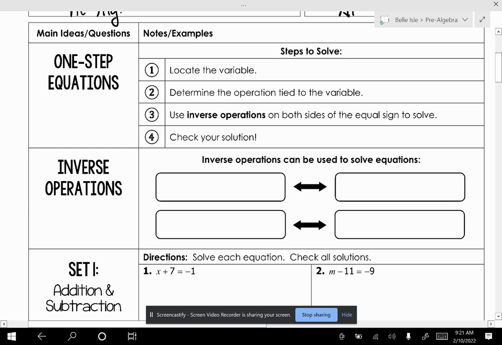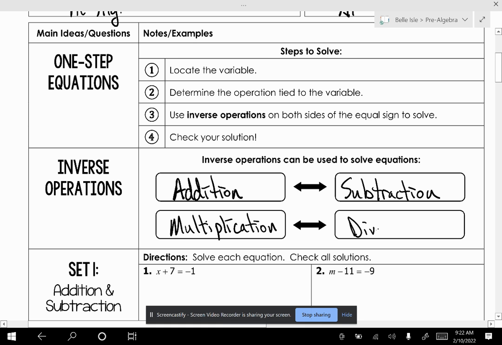So again, the inverse operations: for addition, the inverse is subtraction, and vice versa. And then the inverse of multiplication is division.